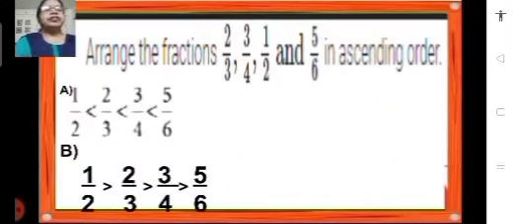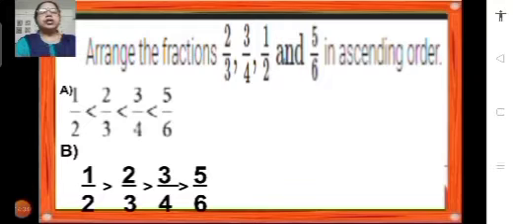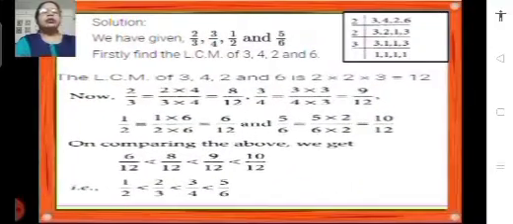Next, arrange the fractions 2 upon 3, 3 upon 4, 1 upon 2 and 5 upon 6 in ascending order. Ascending order means we have to arrange them from small to big. Okay. So, which is the smallest one here? We have options given. Let us see how we solve them.